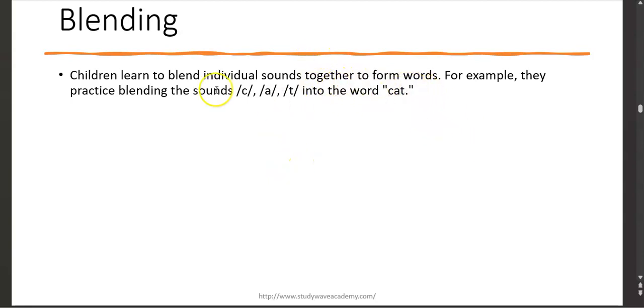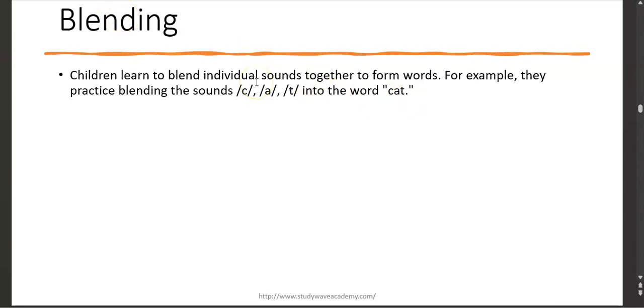For example, cat. We have the sound k, sound a, sound t. When you bring all these sounds together in a good English word, we say blending. When we blend all these sounds together, we come up with the word cat.